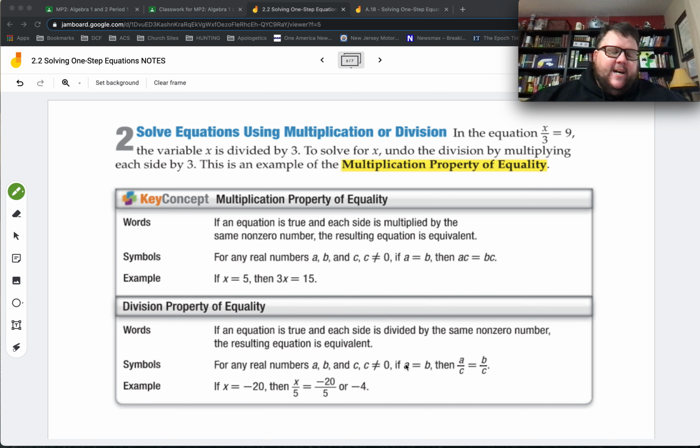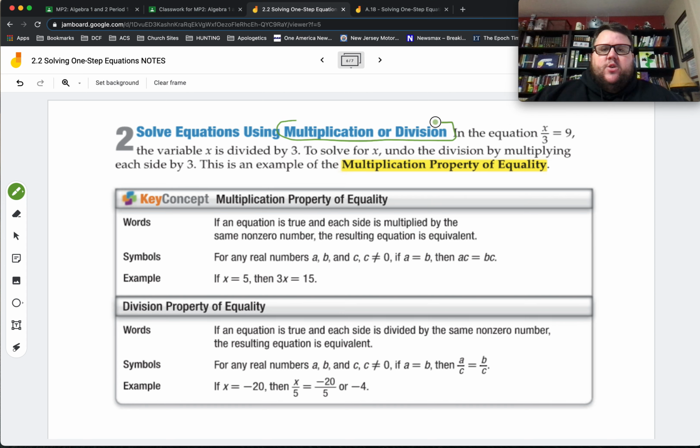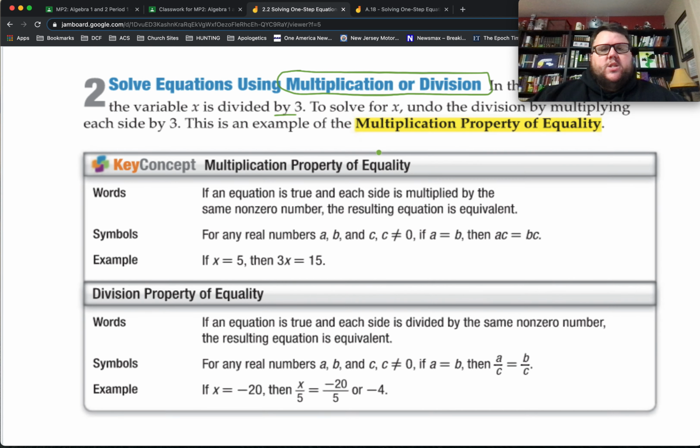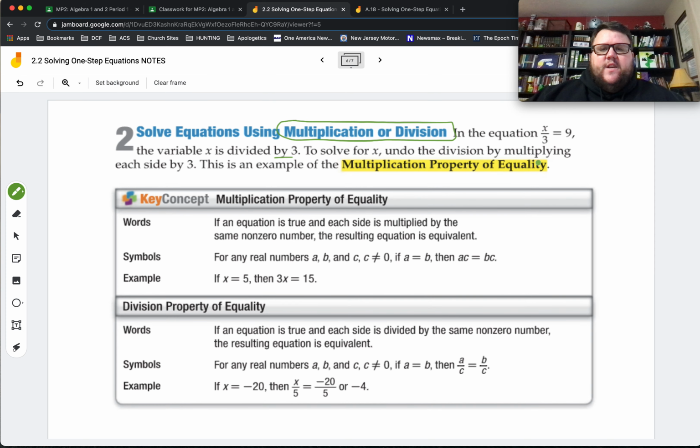Welcome back. Yesterday's assignment was solving one-step equations using addition or subtraction. Today we're going to solve equations using multiplication or division. So in the equation x divided by 3, so that's a fraction, x over 3 equals 9. The variable x is divided by 3. To solve for x, undo the division by multiplying each side by 3.